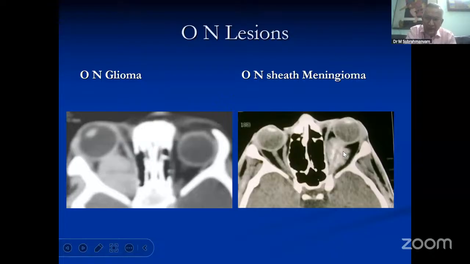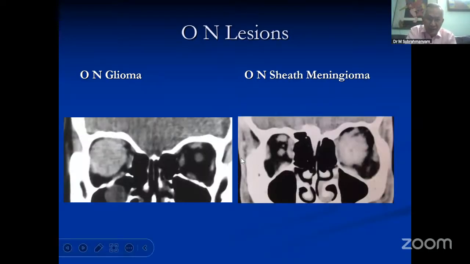Whereas, in case of meningioma, the surface is irregular, as you can see here. Then it is not uniformly dense. It is hyperdense in certain areas. This is because of calcification. And in between, you can see the hypodense area is the optic nerve. This is called the tram track appearance. And contrast enhancement occurs in optic nerve sheath meningioma, whereas contrast enhancement does not occur in optic nerve glioma.